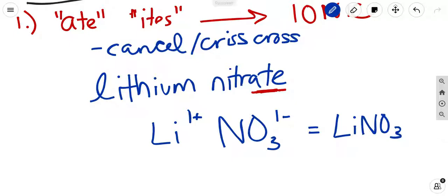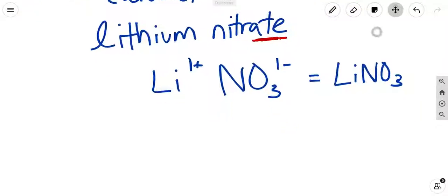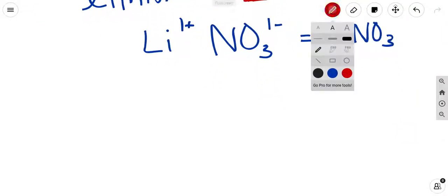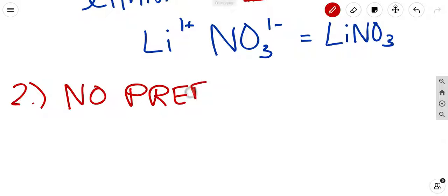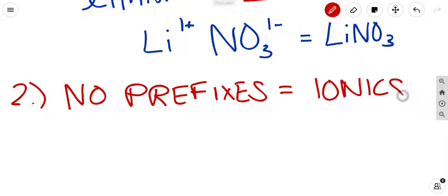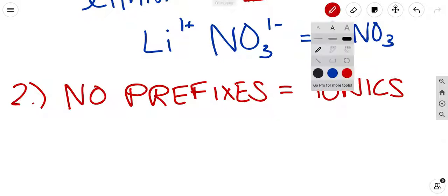The next thing that you would need to look at is if there are no prefixes. No prefixes always equal ionics. So if there's no mono, di, tri, tetra, penta, hexa, hepta, octa, nona, deca, it's going to be ionic. All right, so let's try an example with that.